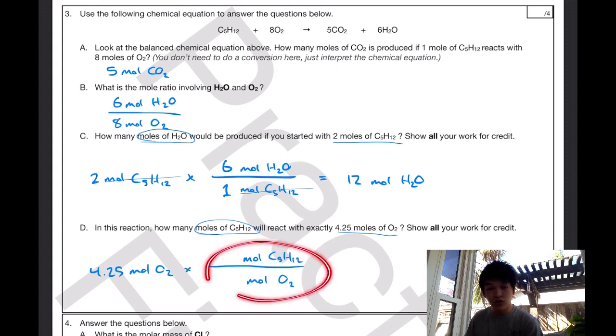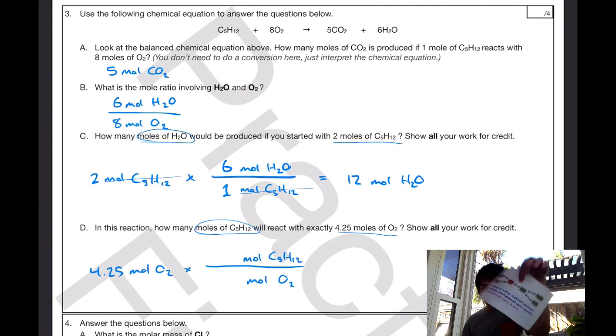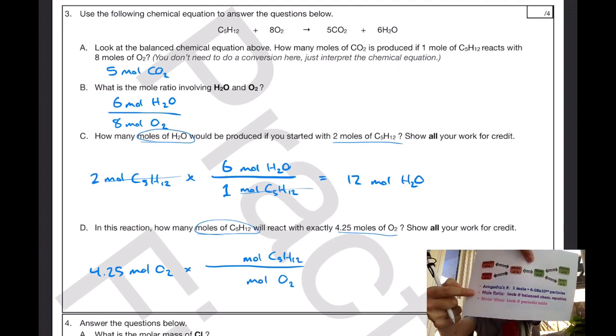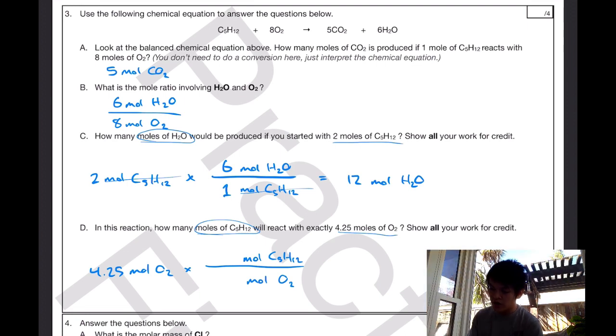Notice that we have a mole ratio here. When you have a mole ratio, you look at the balanced chemical equation, which is right up here. How many moles of C5H12 are there? 1. How many moles of O2 are there? 8. 1 mole C5H12, 8 moles O2. The unit that cancels out is moles of O2. We're left with moles of C5H12. That's what we want. Throw in the equal sign.